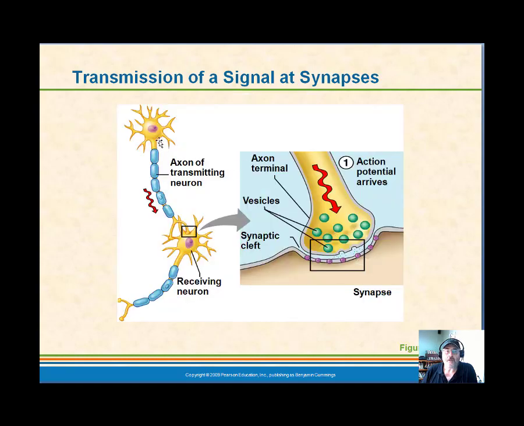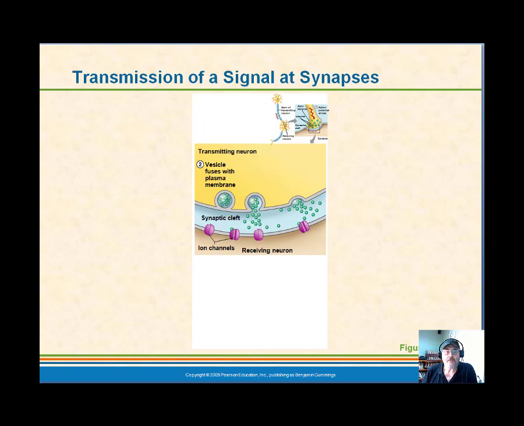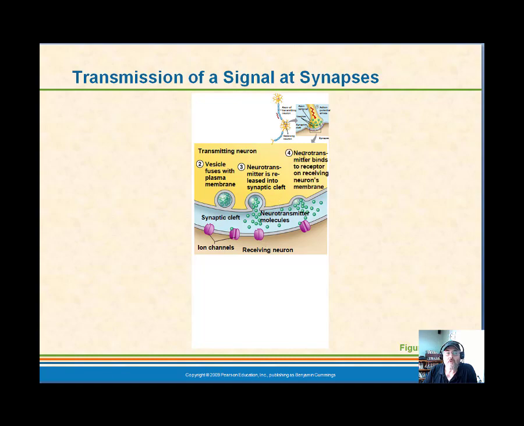Here's just an image to give you a better idea of how this works. We've got a signal, again, that's gone to the axon terminal, release of neurotransmitter into the cleft. Step by step of what we've just said. So vesicles fuse with the plasma membrane, and then the neurotransmitter is released into that synaptic cleft, and then the neurotransmitter binds to the receptor on the other side.